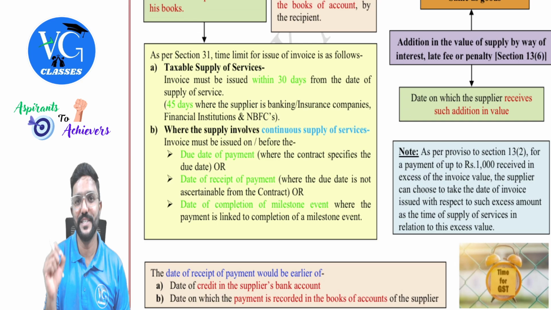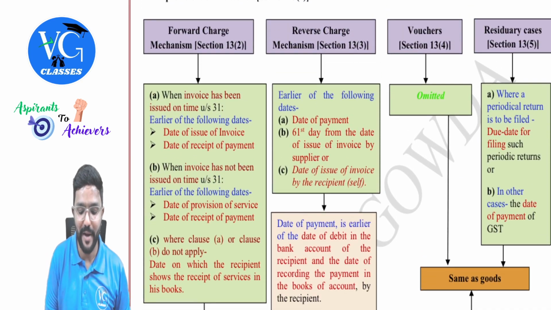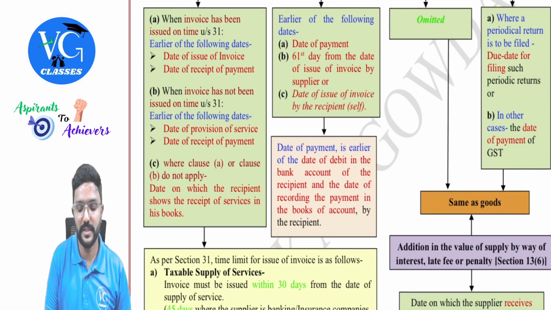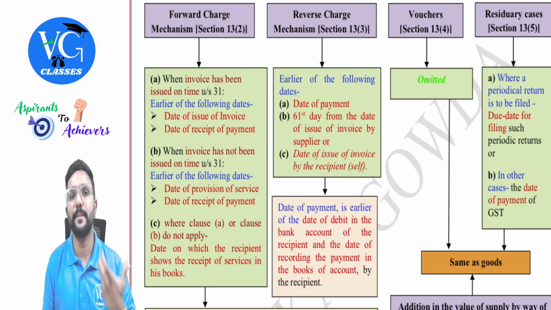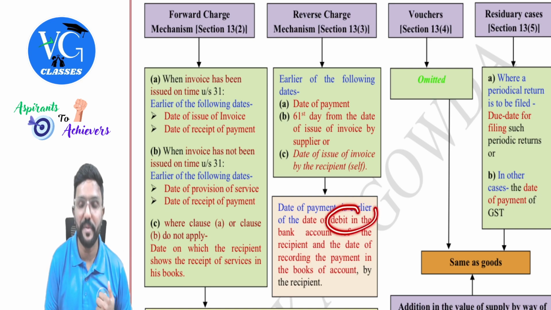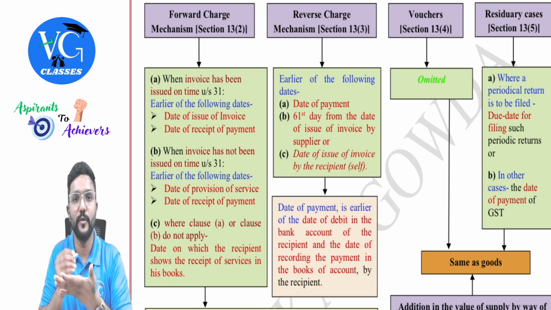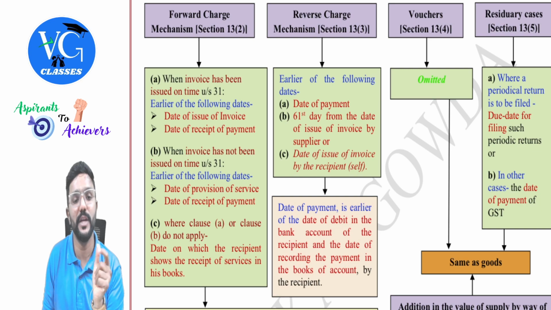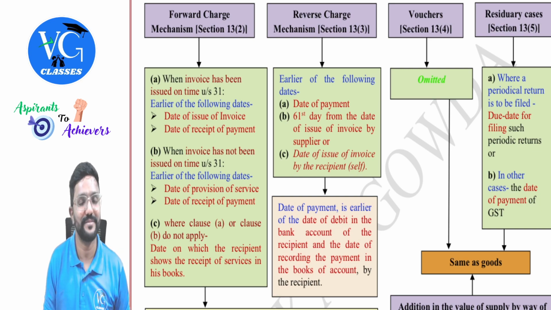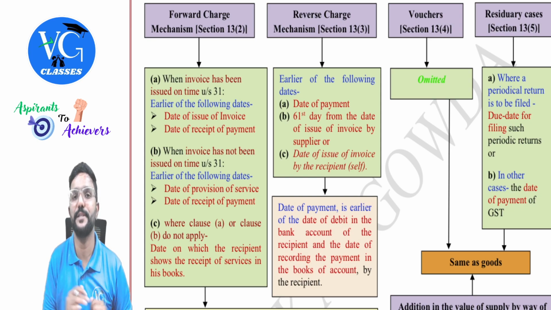So please be careful. This is from the supplier's point of view because you might get confused with this. This is from the recipient's point of view. The recipient will make the payment. Accordingly, his bank account would be debited. And in his books of accounts, it is a payment entry and not a receipt entry. So he will credit bank in his books of accounts. Got it? Yes. So please be careful.